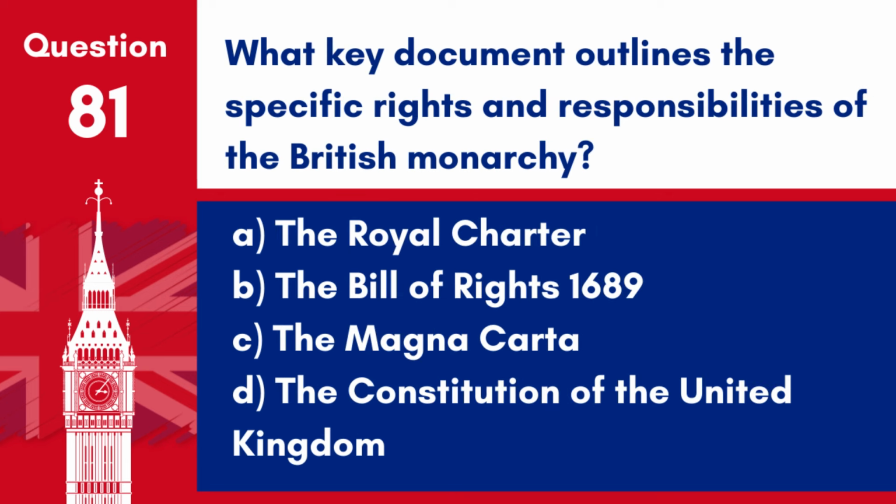Question 81. What key document outlines the specific rights and responsibilities of the British monarchy? A. The Royal Charter. B. The Bill of Rights 1689. C. The Magna Carta. D. The Constitution of the United Kingdom. Answer: B. The Bill of Rights 1689. The Bill of Rights 1689 is a key document that outlines the specific rights and responsibilities of the British monarchy, establishing limits on royal authority and setting out the rights of Parliament.